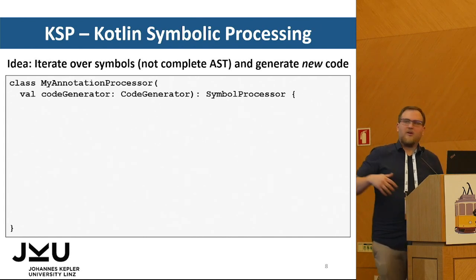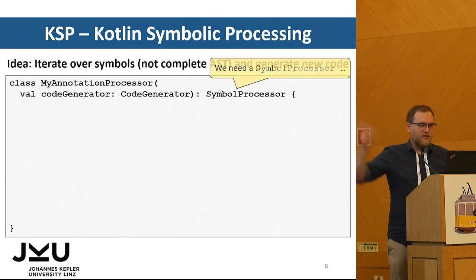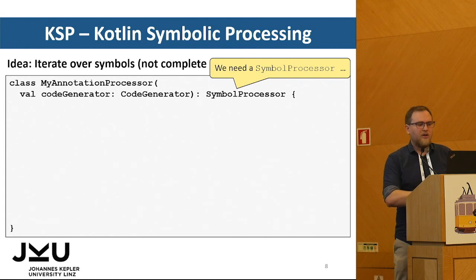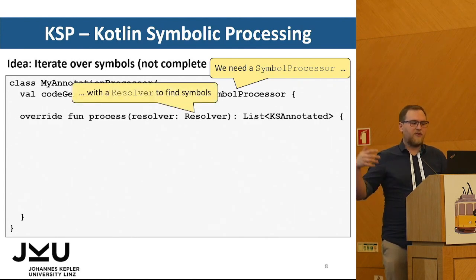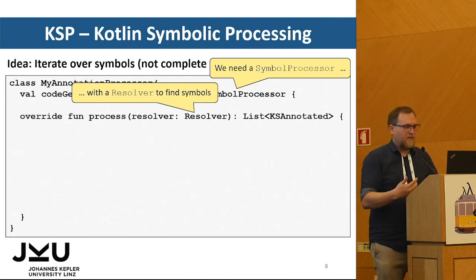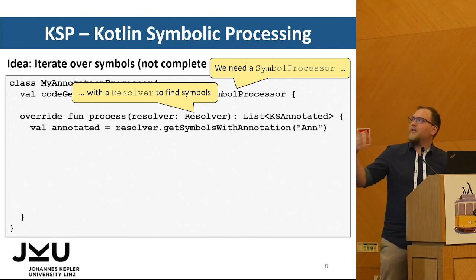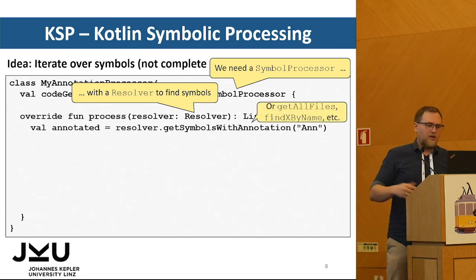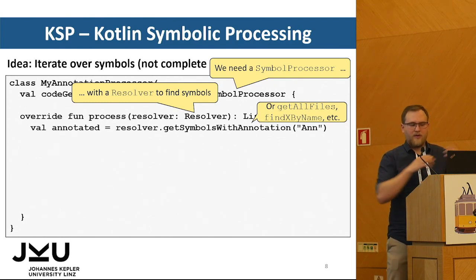So I brought an example with me. What we have to do is that we have to inherit from symbol processor, and we have a process method where we have a resolver. This resolver is there so that we can find things. We can, for example, use the resolver to find all symbols that are annotated with a certain annotation. But we could also say we want to find all files, we want to find a function by its name, and so on.